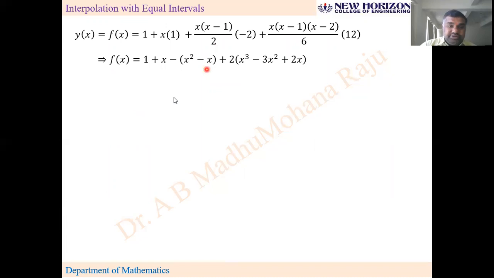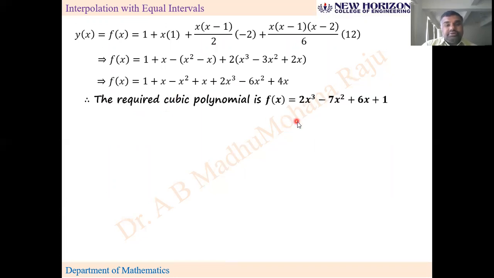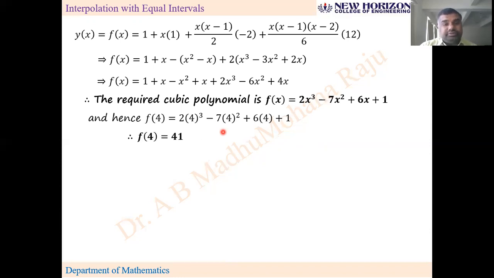and if you simplify, you will get the required cubic polynomial as 2x cube minus 7x square plus 6x plus 1. And it is asked to find f of 4 also. F of 4 is equal to, substitute 4 here, you will get 41. Okay, next problem.